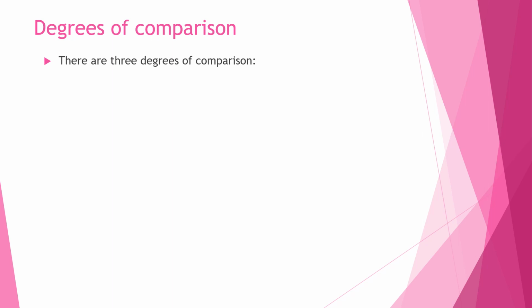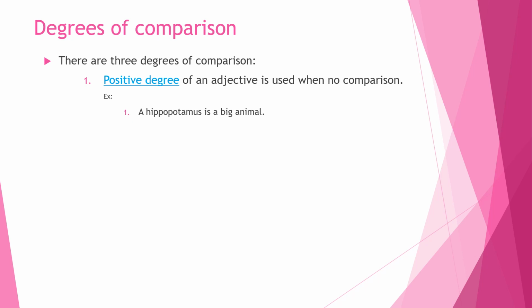Now, coming to degrees of comparison, there are 3 degrees of comparison. First is positive degree, which is used when there is no comparison. For example, a hippopotamus is a big animal.